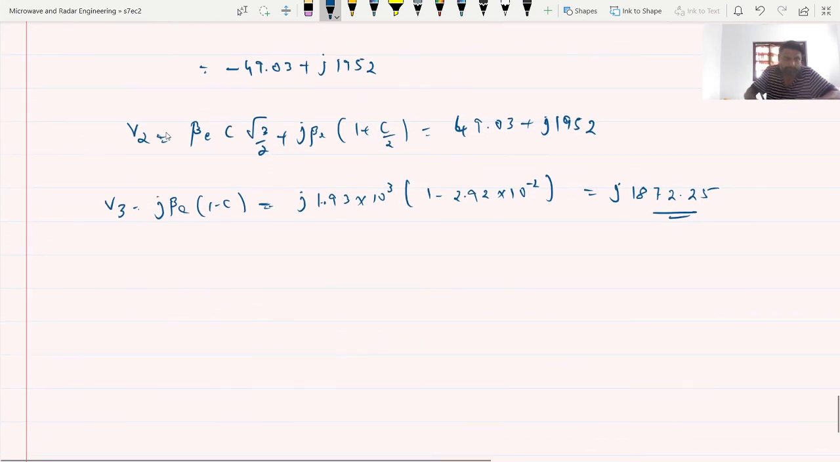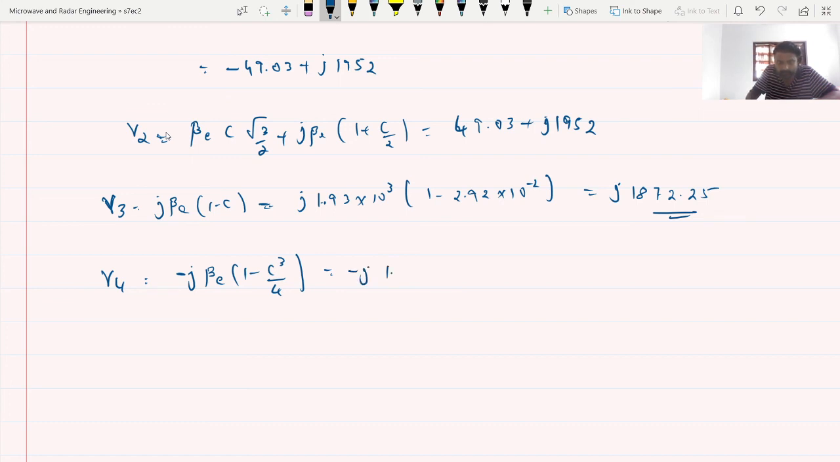And finally gamma 4 is minus j beta e into (1 minus C cube by 4), it is nothing but minus j 1.93 into 10 cube into (1 minus (2.92 into 10 raised to minus 2) the whole cube divided by 4). So that is minus j 1930.